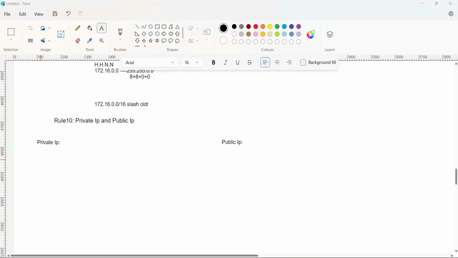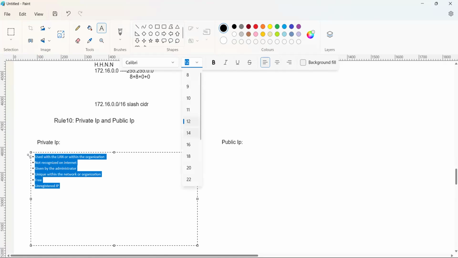We have to buy public IPs from IANA, and those are registered values. Those are not free. Coming to the private IP addresses, they are unregistered. Those are free values, and we can assign these IP addresses at the organization level.